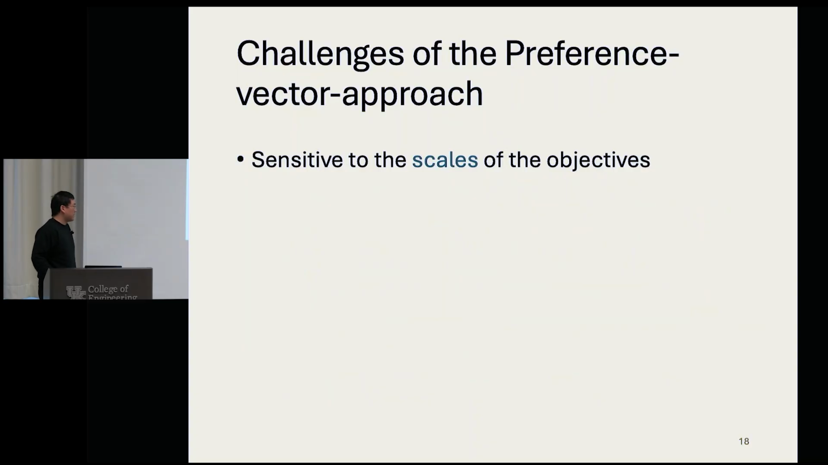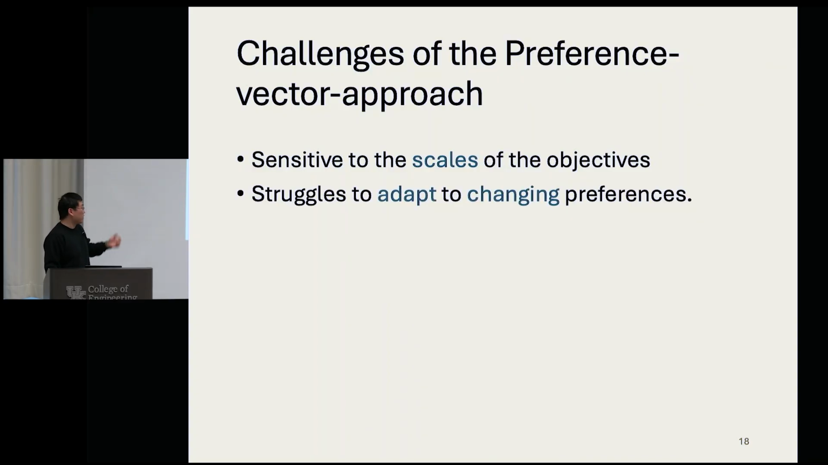Okay, so that means there are some challenges with the previous preference vector approach, because it is not designed to solve for the whole Pareto front. It's just designed to solve one instance, or one point, on the Pareto front. And as I just said, it's sensitive to the scales of the objectives, which means if you scale one objective by 2 times or 3 times, then the tuning of the weight vector will be scaled as well, so you cannot control it precisely. And of course, it struggles to adapt to changing preferences. If your preference changes, you have to solve the MDP again, which takes time.